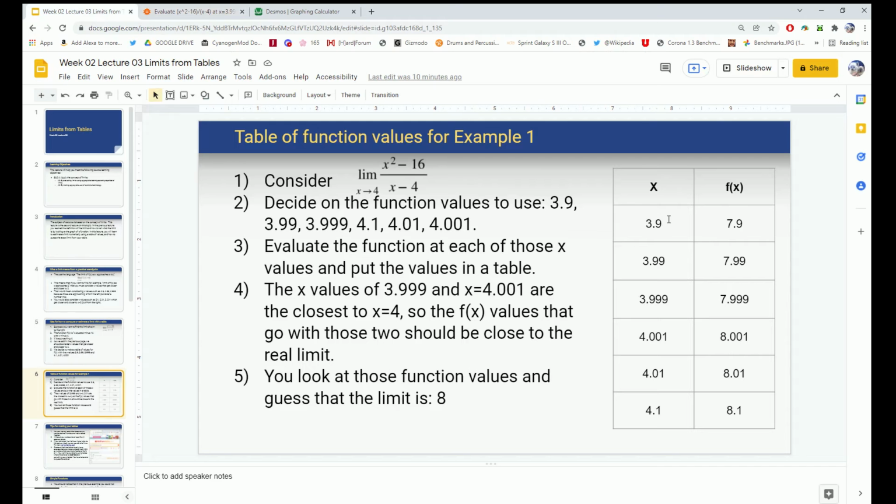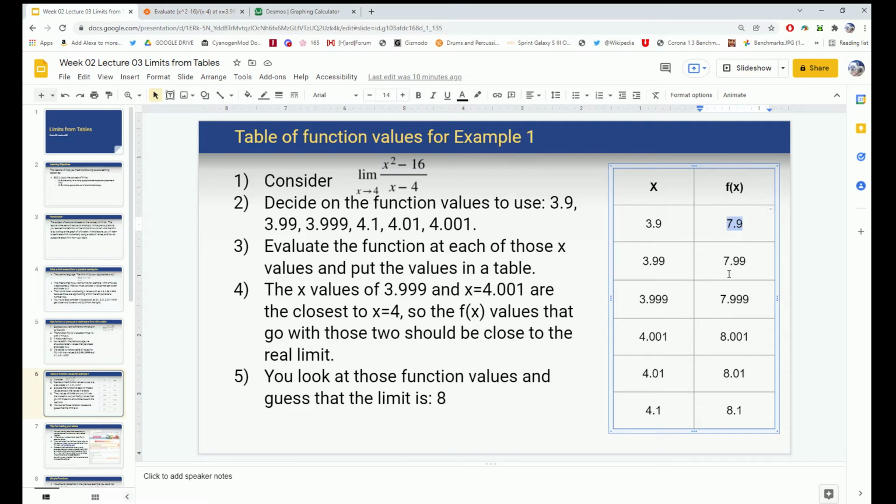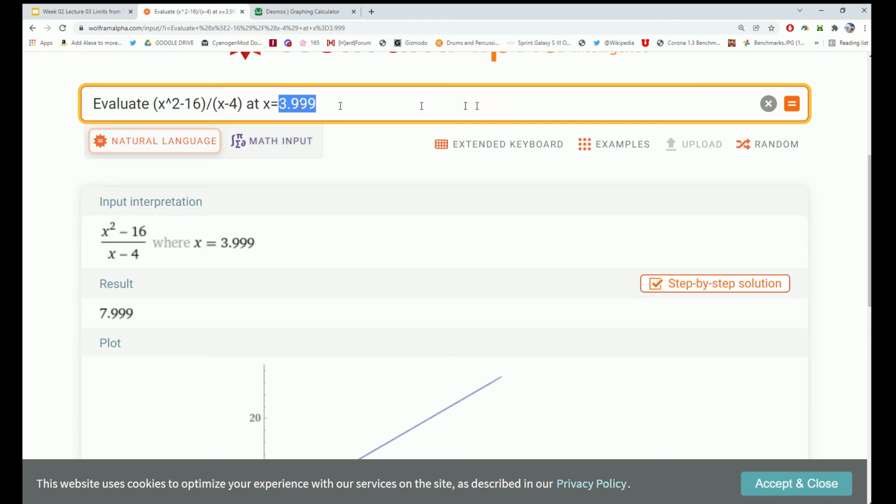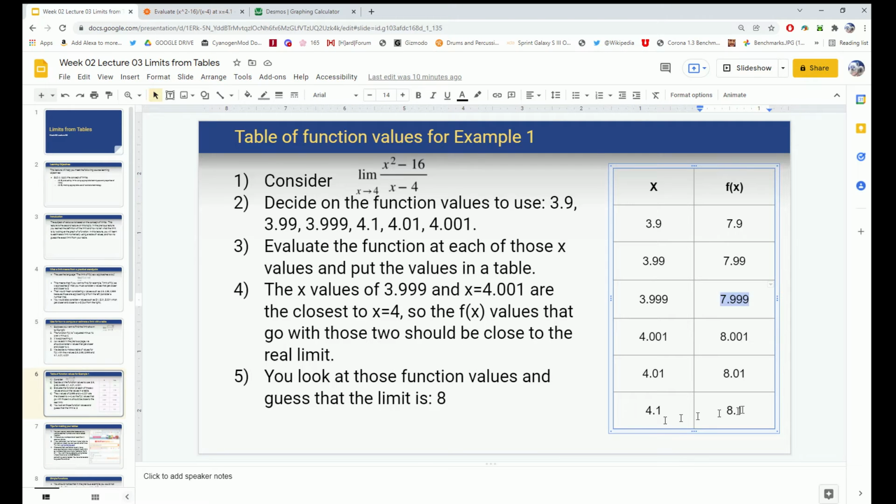Come back over here and you'll see that my f of x values, I've got 7.9 to go with the 3.9. 3.99 goes with 7.99. 3.999 goes with 7.999. Then you have your 4s. I'll go to the bottom value first, 4.1. The result is 8.1. Going back over to the lecture slides, you see I've got 4.1, 8.1 right there. And so you calculate these. So you figured out your x values that you want that are close to 4. You calculate your function values.